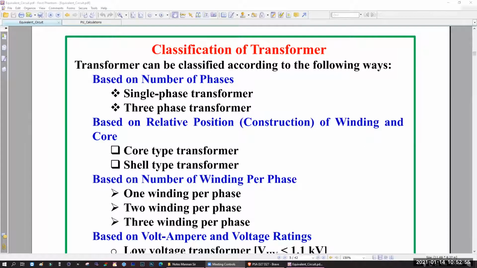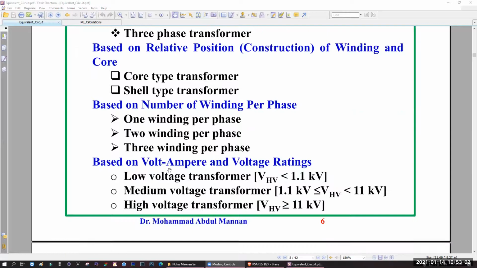You already know. Based on number of windings per phase: one winding per phase, two windings per phase, three windings per phase. Based on the volt ampere and voltage rating: low voltage transformer if it is less than 1.1 kilovolt. Medium voltage transformer if it is more than 1.1 kilovolt and less than 11 kilovolt. High voltage transformer if it is more than 11 kilovolt. Understood? Yes, sir. Okay. The transformer you use in your lab, those are all low voltage transformer.